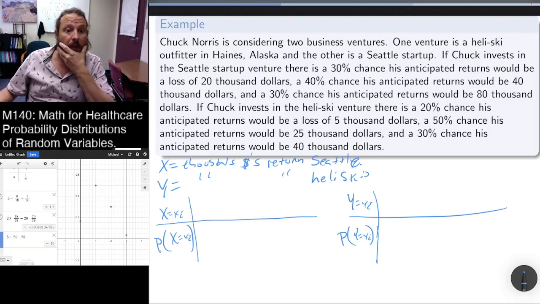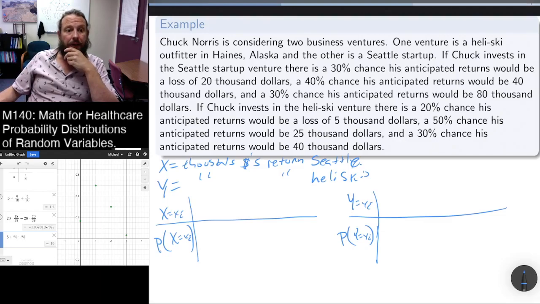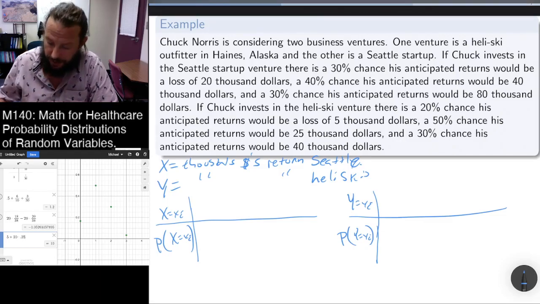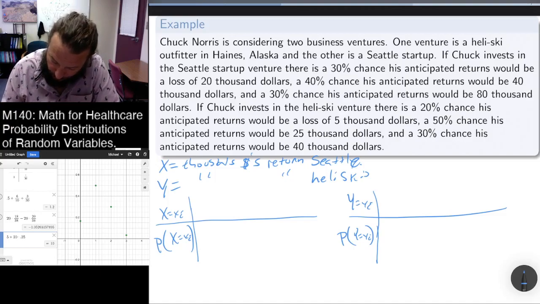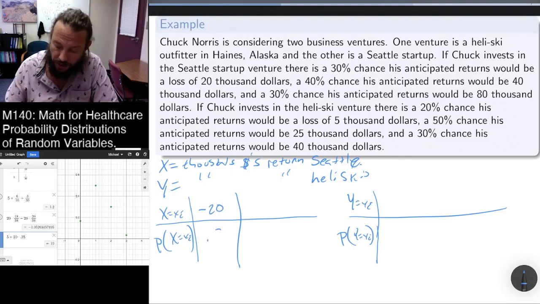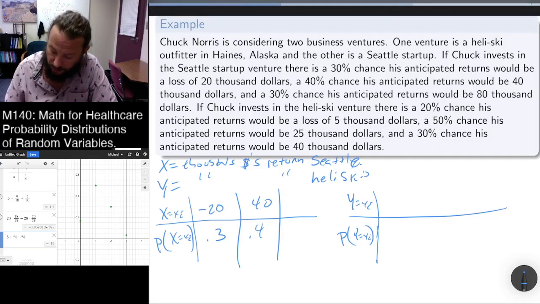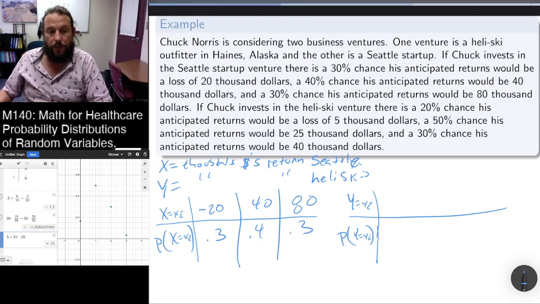All right. Well, let's see here. We got a loss of $20,000, and that was 30%. And I'm just going to write minus 20 because I have my units in the thousands of dollars. All right. And that's a 30% chance. We got a 40% chance, $40,000. 30% chance, oh, that looks pretty good, $80,000.